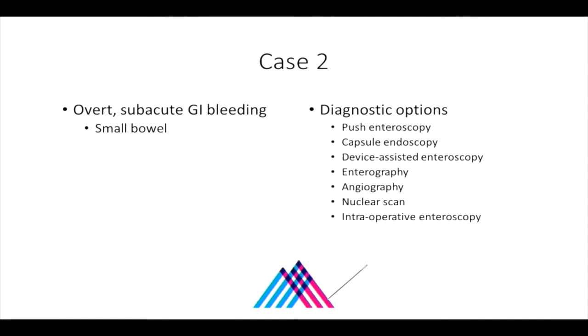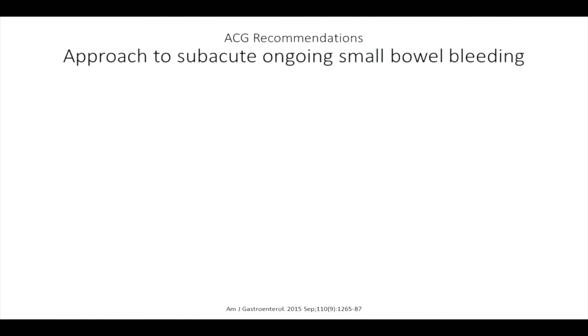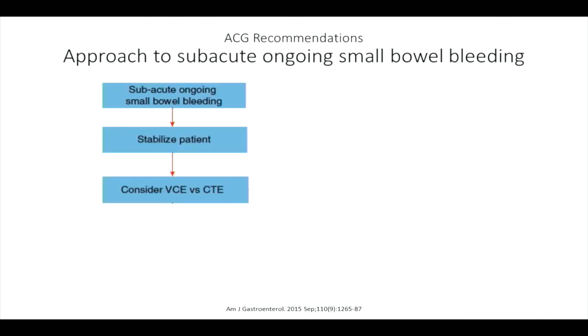Well, it's basically the same laundry list that we went through before, except that now we've eliminated our need for a second look, so to speak. So what does the ACG recommend we do in this situation? So for a suspected subacute ongoing small bowel bleed, first step obviously is resuscitation, and the second step is either a capsule or a CT enterography according to the ACG recommendations.